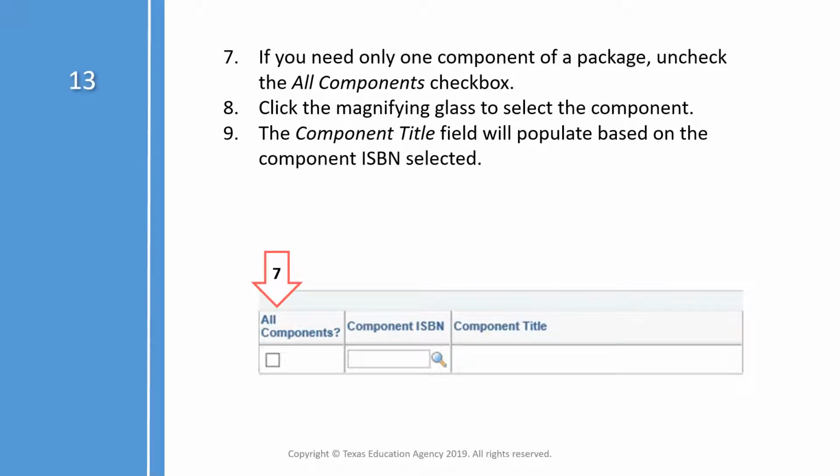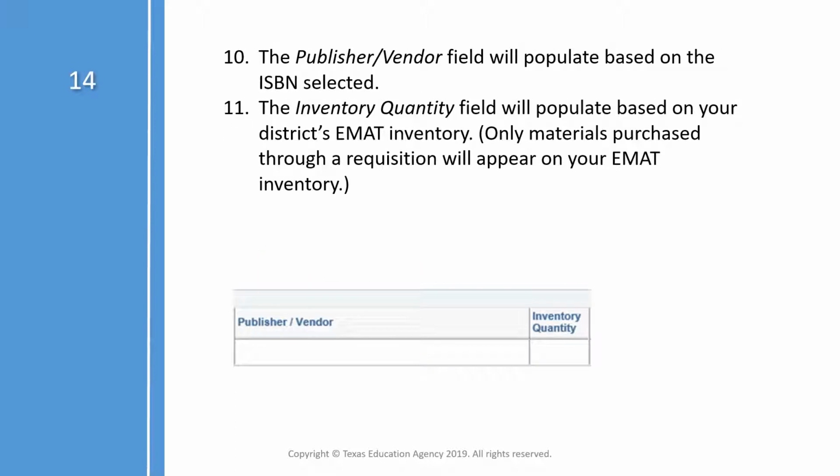If you need only a component of the package, uncheck the All Components checkbox. Click the magnifying glass to select the component. The component title field will populate based on the component ISBN selected. The publisher vendor field will populate based on the ISBN selected. The inventory quantity field will populate based on your district's EMAT inventory. Only materials purchased through a requisition will appear on your EMAT inventory.